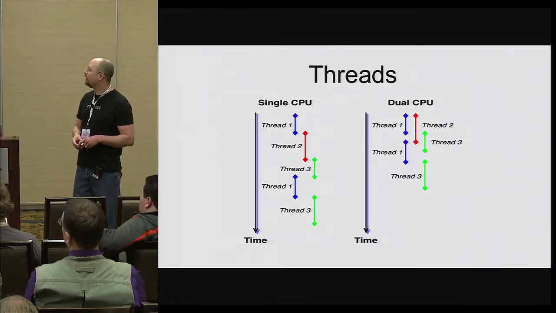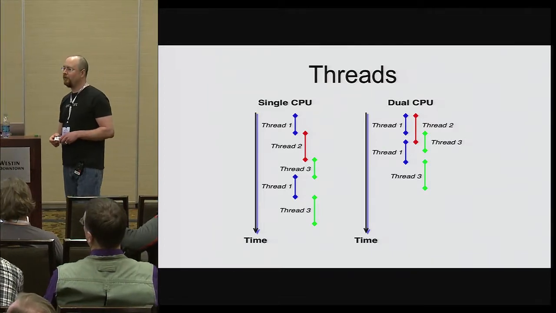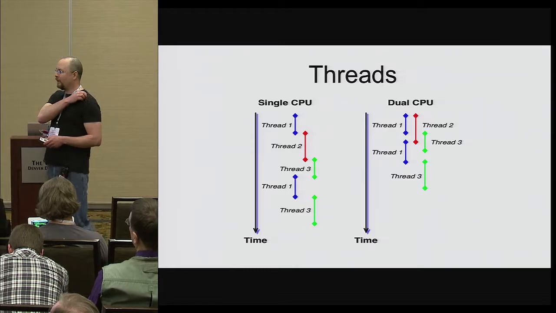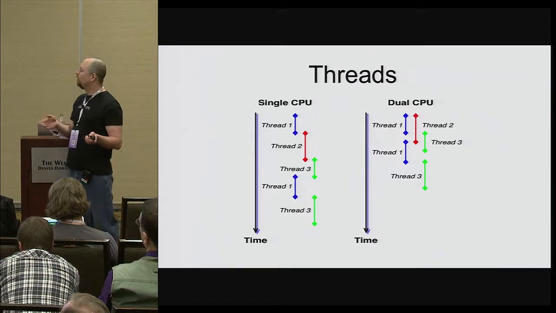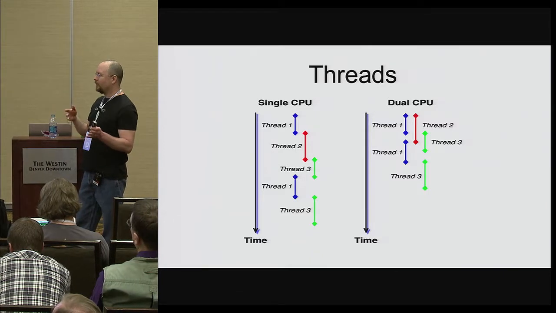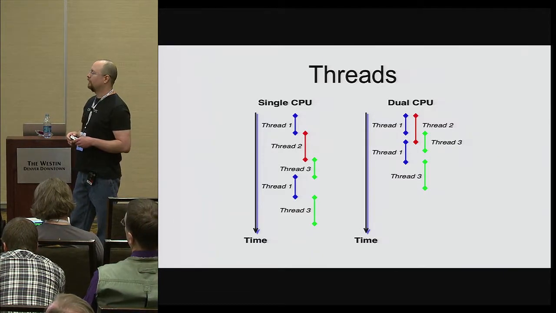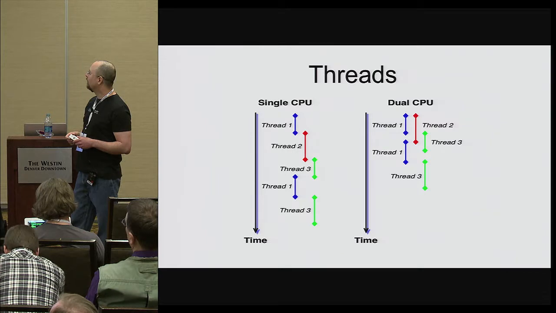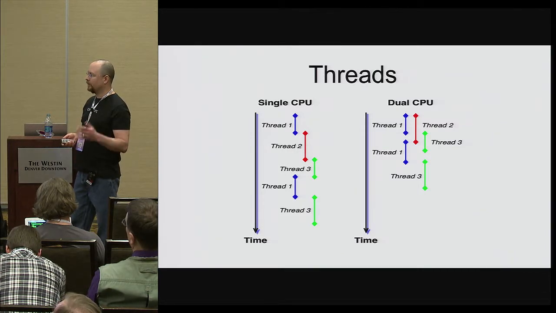So, classic multi-threading. You have a single CPU, you can only run one thread at a time, but the kernel will be picking and choosing what thread to run, and it tries to interleave it and makes everything look like it's happening at the same time. Dual CPU, you can run 2 threads at the same time, and again, the kernel decides which threads to run.